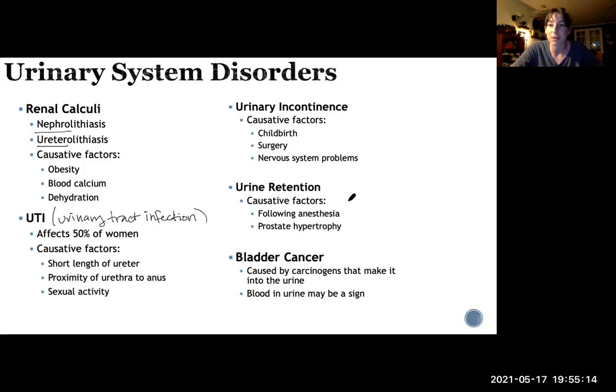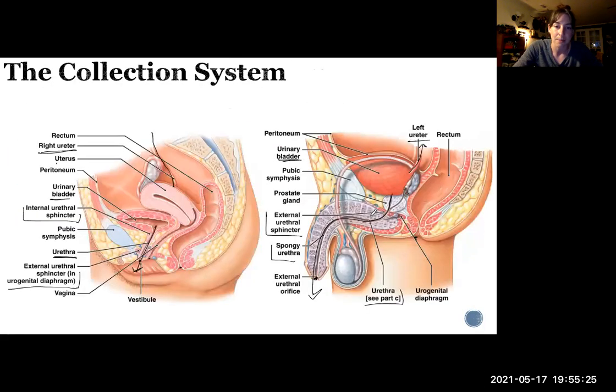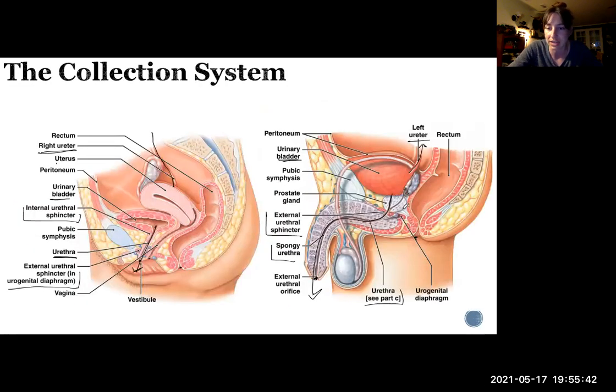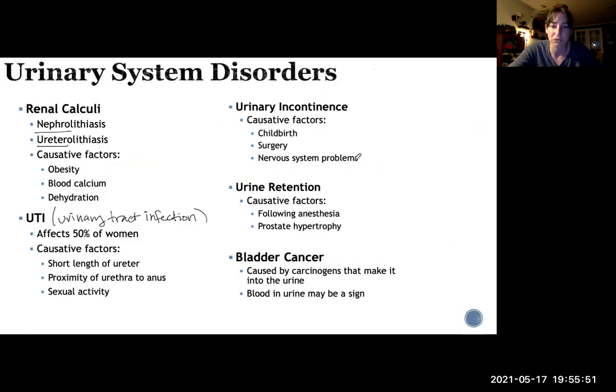Urine retention, so being unable to urinate. This is something that we hear about a lot in males that need to get checked for prostate cancer. The reason for this is that if you look both here and here, the urethra passes straight through the prostate gland in males. So if the prostate gland has a cancer, has a tumor on it, or if it's inflamed or basically gets any bigger than it is, then it can pinch off the urethra and basically the bladder cannot empty, which would be awful. It also can be a thing after anesthesia.